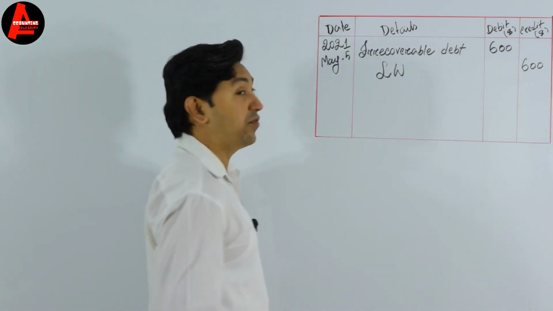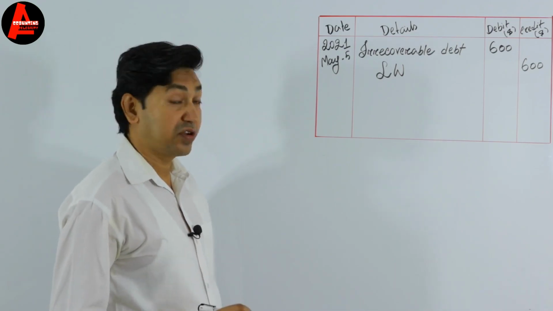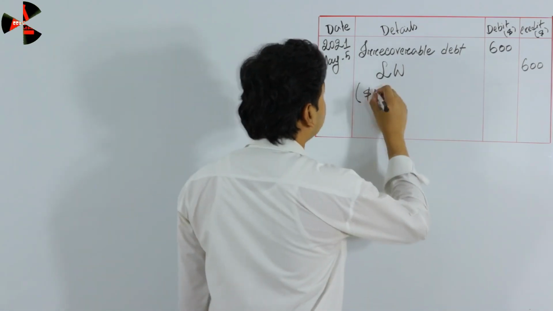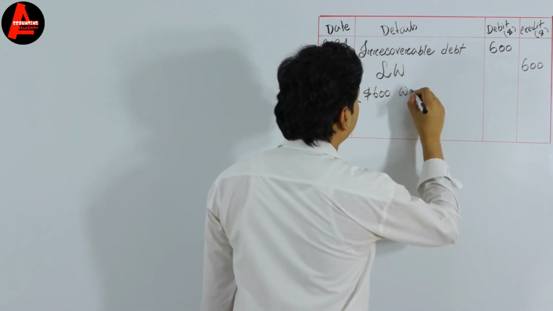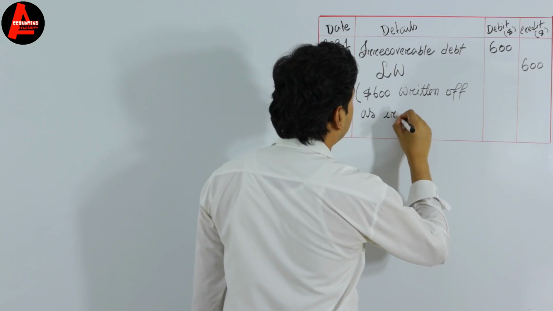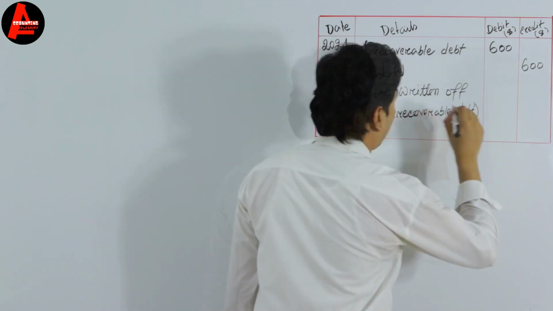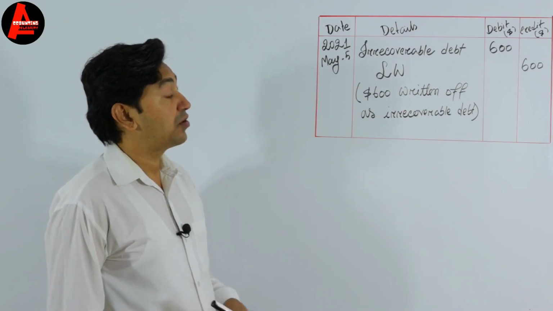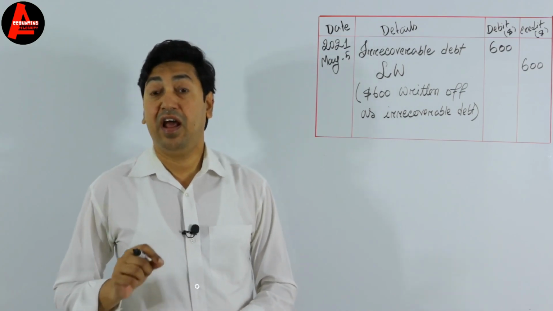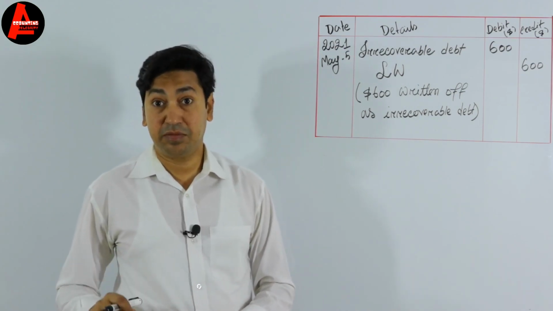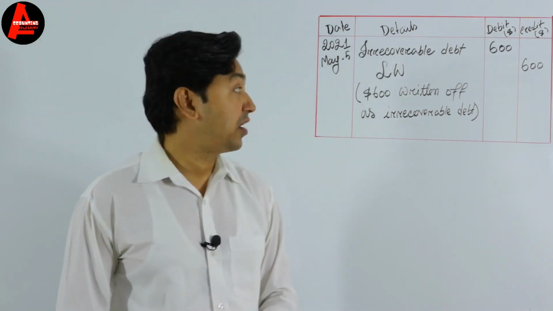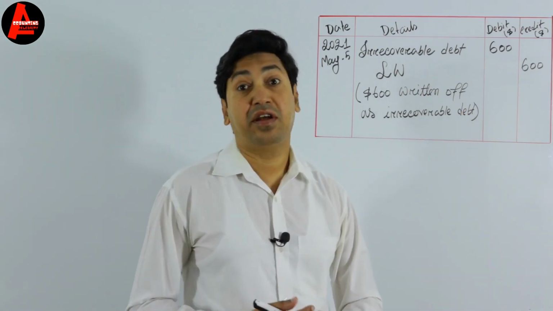We have a requirement here to write the narrative, because it carries marks. So we will write: $600 written off as irrecoverable or bad debt. Now what about this amount? Where will this amount go? This amount will appear as an expense in the income statement at the end of the financial year. When the business prepares the financial statement, this amount will appear on the income statement.